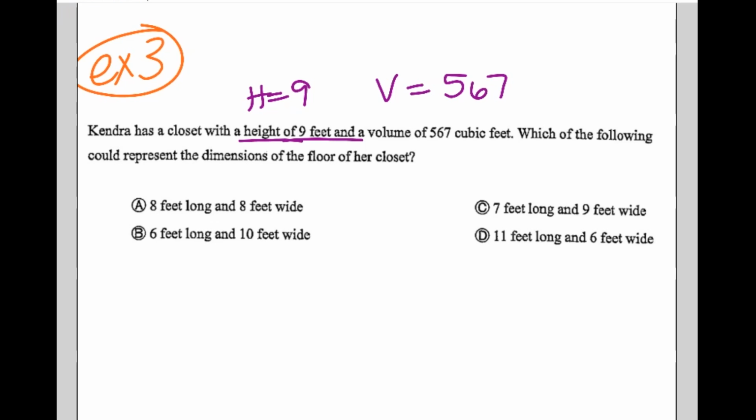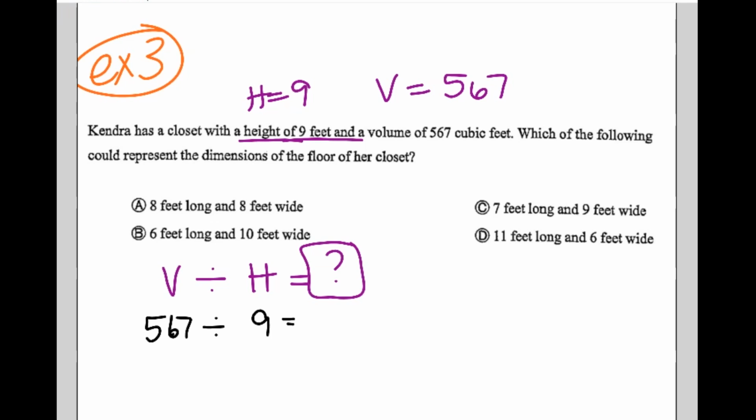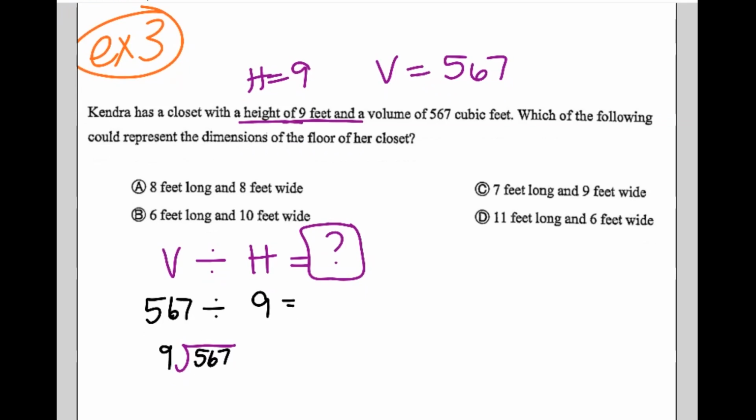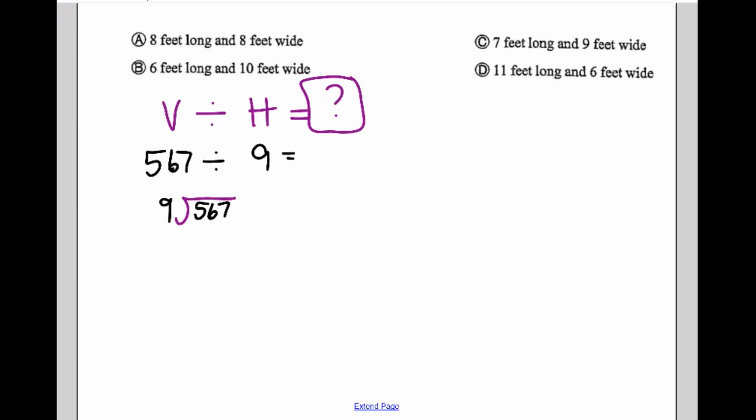So let's go ahead and start. So it's going to be volume divided by height. And that's what we're trying to figure out. What is that answer? Okay, so the volume was 567 divided by 9. Let's get my house going. I could do the house down here. So that's 5, 6, 7 divided by 9. Let's get our 9s facts.